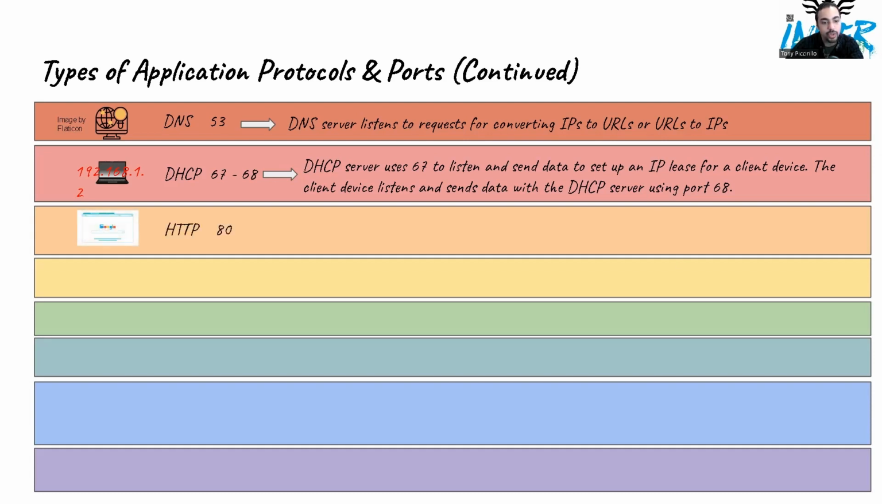HTTP, or Hypertext Transfer Protocol, is used to transfer data between web servers and web browsers. It's the less secure, unencrypted way of sending data back and forth. Web servers listen on port 80 for data requests from web browsers on user devices. HTTPS, or Hypertext Transfer Protocol Secure, is the more secure, encrypted way of sending data between web servers and web browsers. Web servers listen on port 443 for data requests from web browsers on user devices.